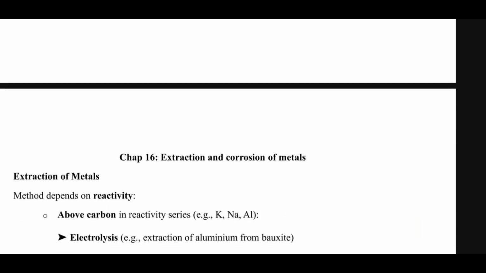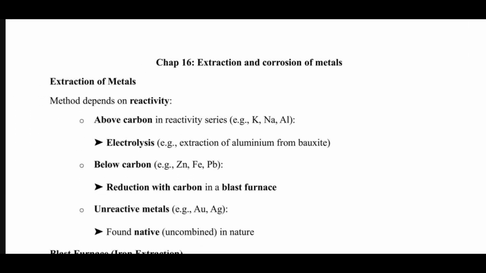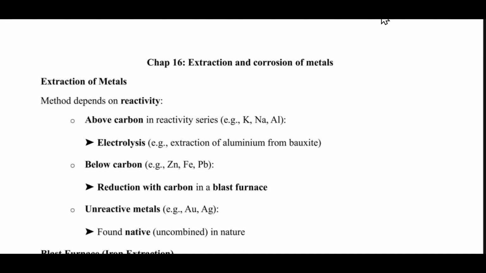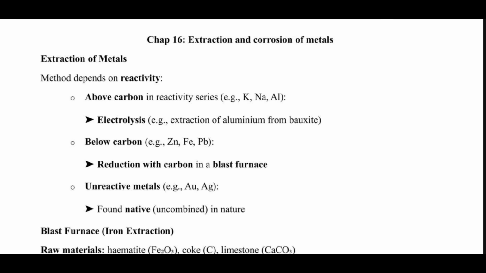Now let's come toward chapter 16, in which there were two methods given for the extraction of metals. The first method was the use of a blast furnace, and the example given was of iron, because iron is less reactive than carbon, so you can easily extract it by using carbon in a blast furnace. Okay, so carbon is above iron in the reactivity series, so you can use this method to extract iron. And the other method is electrolysis, which is given in your chapter 16. This method is only used for the elements that are more reactive compared to carbon. So the example given was aluminium from its ore, that was bauxite.